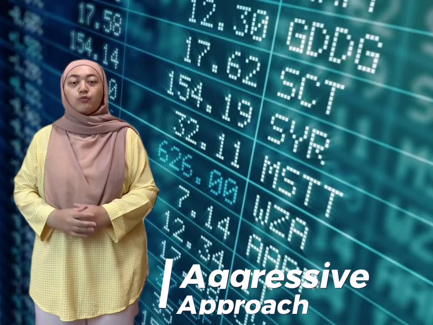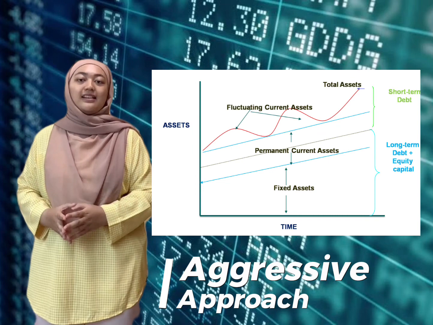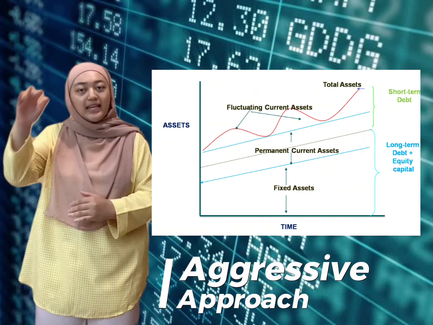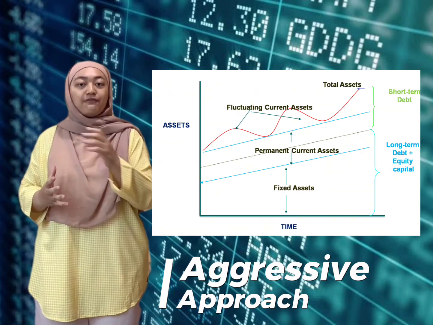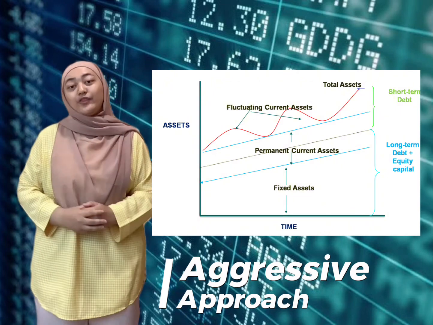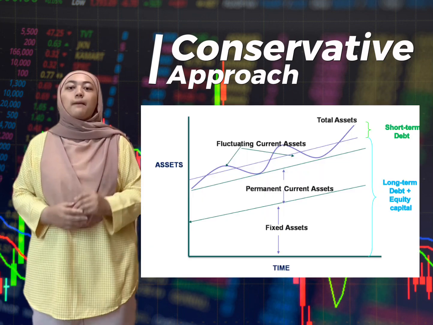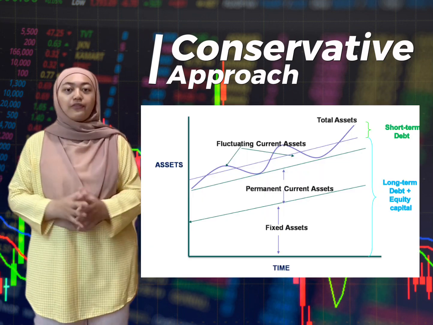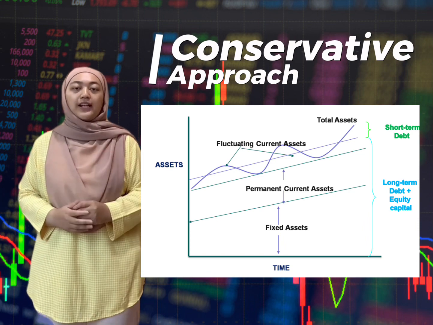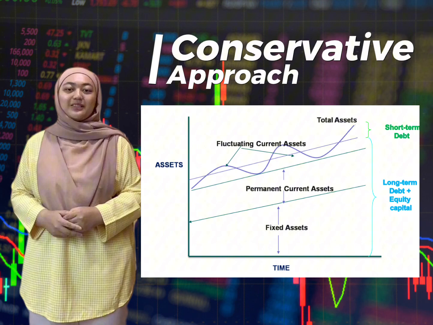Secondly, the aggressive approach, which is used by companies to finance fixed assets and certain permanent current assets using long-term debt. Meanwhile, the remaining permanent and fluctuating current assets are financed by short-term debt. This results in higher return but also high risk. And the last one, the conservative approach. It has the lowest risk because it finances almost all of its assets by long-term financing, leaving a bit of temporary current assets financed by short-term debt.